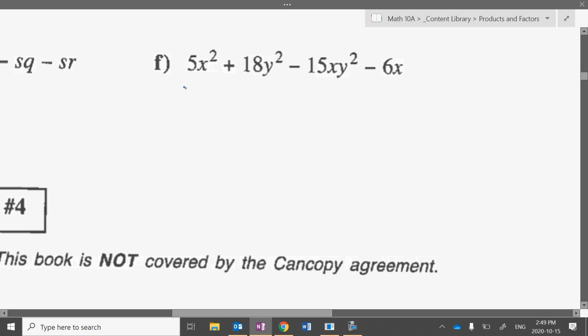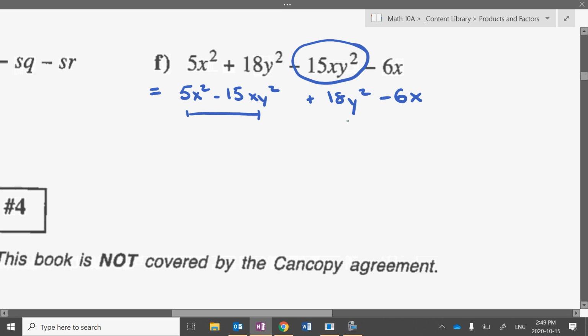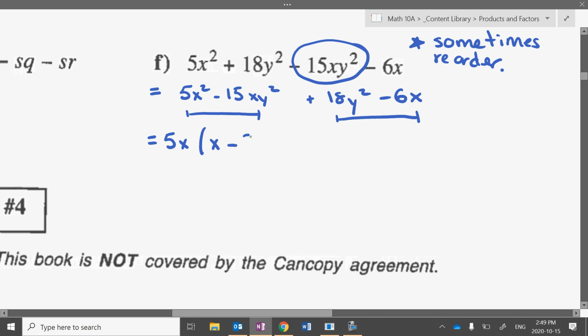If I rewrote it so it was 5x squared, and if I moved this guy over, minus 15xy squared, and I rewrote my other 2 terms, is there something common between the first 2 now? Yep, and now there's something common between my second 2. So sometimes you might have to reorder. So on my first term, I now can factor out a 5x, leaving me with x minus 3y squared.